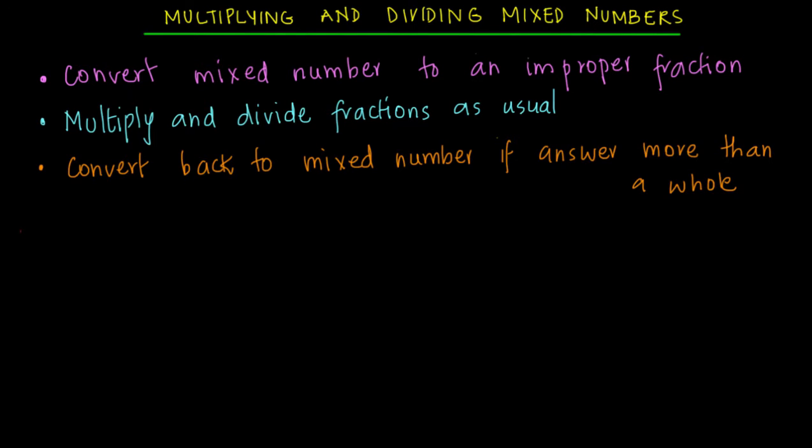And the last step is, when you get your answer, convert it back to a mixed number if the answer is more than a whole. Now that we have looked at the steps for multiplying and dividing mixed numbers, let's try an example.